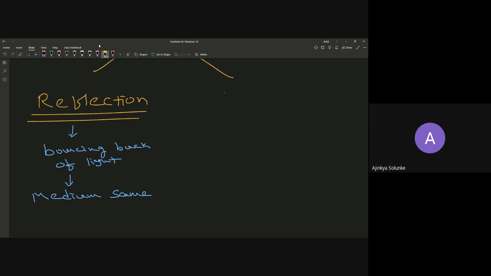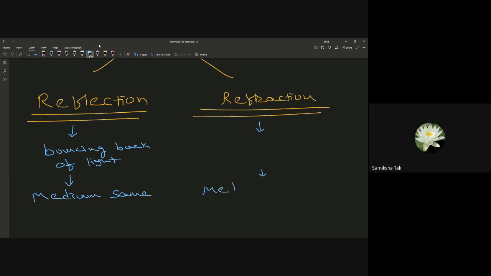Now, refraction is opposite to reflection. Let us understand this. If it is opposite, initially the medium was the same. In refraction, what is going to happen? The medium is different. So the medium changes. Some examples: light traveling from air to water, or from diamond to petrol. Then we say the medium is changing, of course, and there would be refraction.